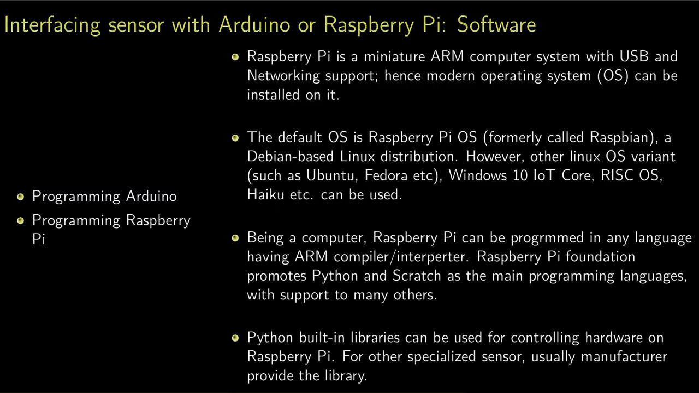Now, being a computer, Raspberry Pi can be programmed in any language having ARM compiler or interpreter. Raspberry Pi Foundation promotes Python and Scratch as the main programming languages, with the support to many others. Python built-in libraries can be used for controlling hardware on Raspberry Pi. For other specialized sensors, usually the manufacturer provides the library.